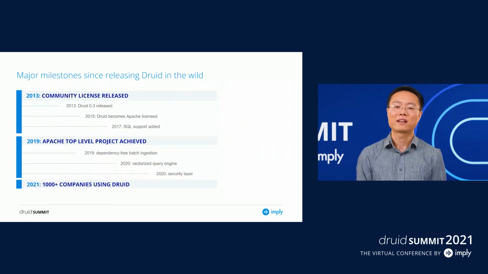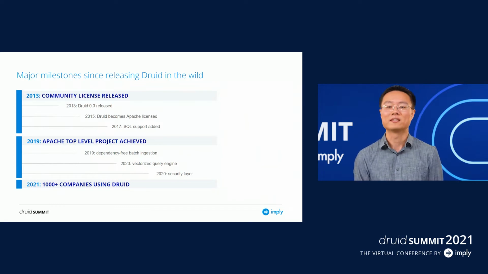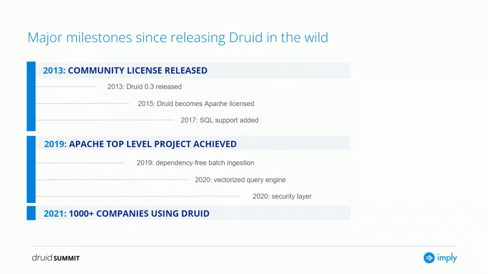Since then, we've been actively developing Druid, making it easier to use, making it the fastest analytics database in the world, as well as adding many key features. For example, in 2017, we added SQL support. In 2019, Druid became an Apache top-level project. In that same year, we added dependency-free batch ingestion, and the year after that, we rebuilt our entire query engine to be vectorized, as well as adding enterprise-grade security. Today, as I previously mentioned, we're lucky to count over 1,000 companies in production that are using Druid.